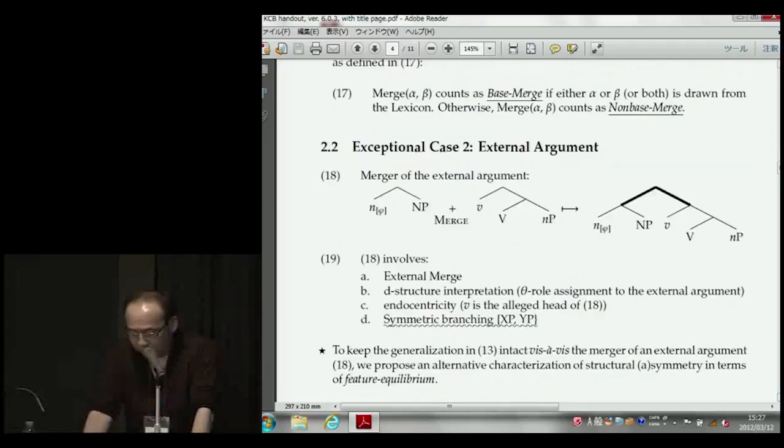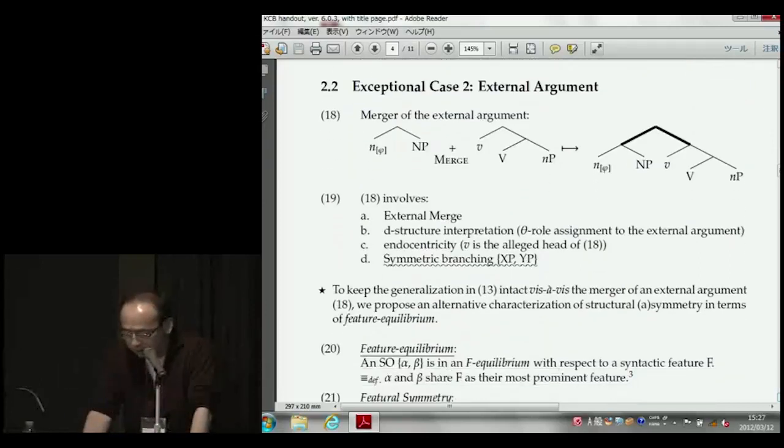Well, 2.2, a more serious problem pops up with regard to another case of external merge. It has to do with the merger of an external argument, as in 18, which has actually been a problem in Chomsky's analysis as well. Clearly, this is a case of external merge, and also this structure fits D-structure interpretation that is apparently endocentric. The standard description says that little v is the alleged head of 18. However, it is also a case of symmetric branching consisting of two phrasal constituents. Thus, it is a clear deviation from the proposed generalization in 13.